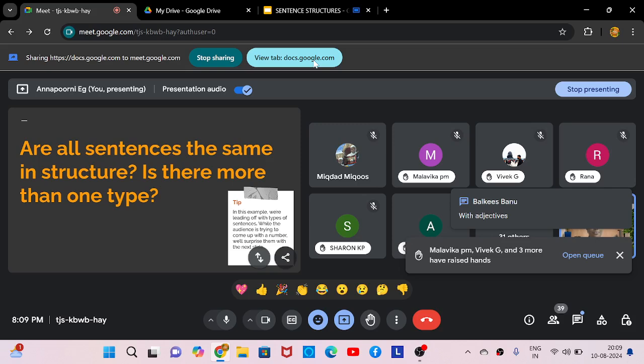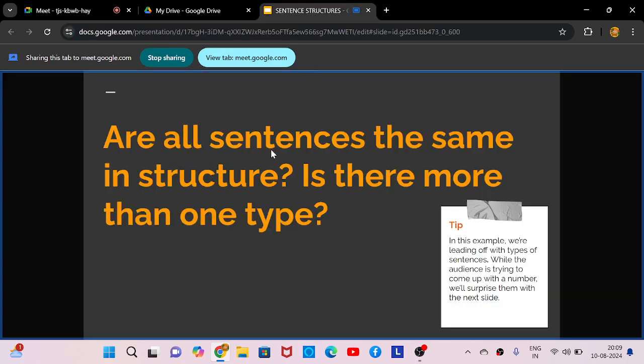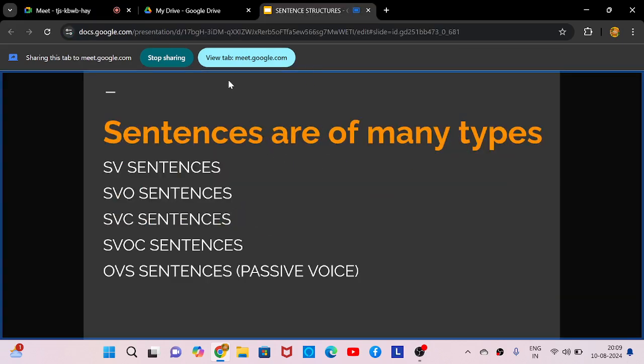നോക്കാം. With adjectives, yes, അതൊരു ടൈപ്പ് ഉണ്ട്. So we have sentences of many types. Out of that I have given only the main 5 types. നമുക്ക് ഇനിയും ടൈപ്സ് ഉണ്ട്, but അതൊന്നും നമ്മൾ അത്ര കോമൺ ആയിട്ട് യൂസ് ചെയ്യുന്നതല്ല. You can check here: SV sentences, SVO sentences, SVC sentences, SVOC sentences and OVS sentences.